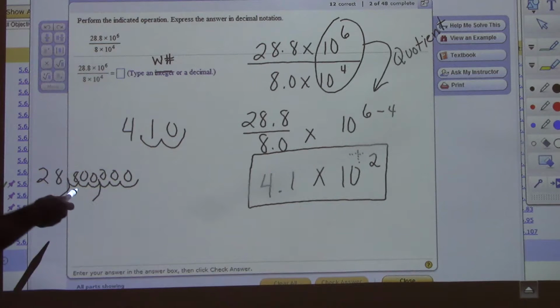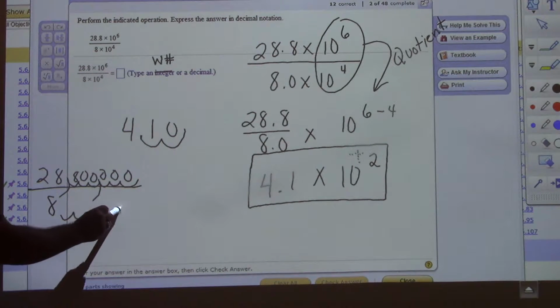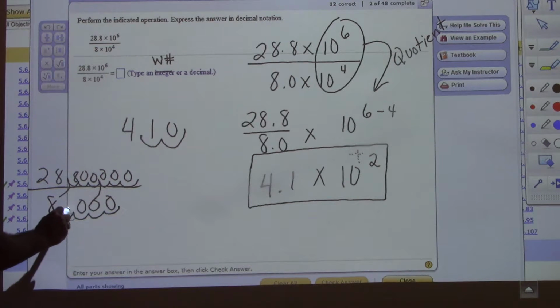$28,800,000 divided by 80,000 is 410. That should be 3.6. 4 is 32. What? You said 8 times 4 is 28. I'm sorry, 3.